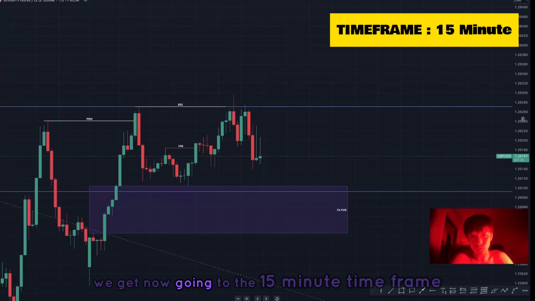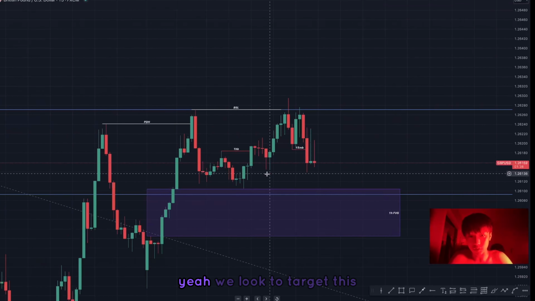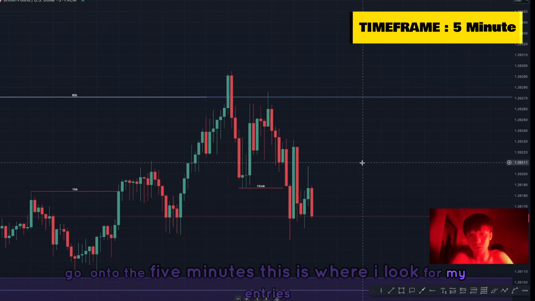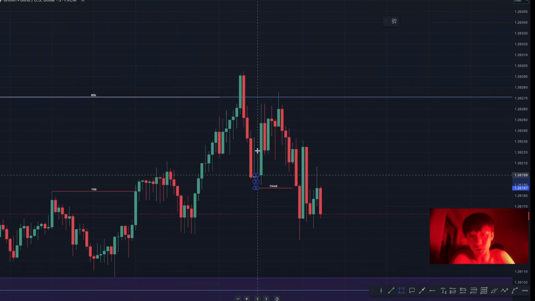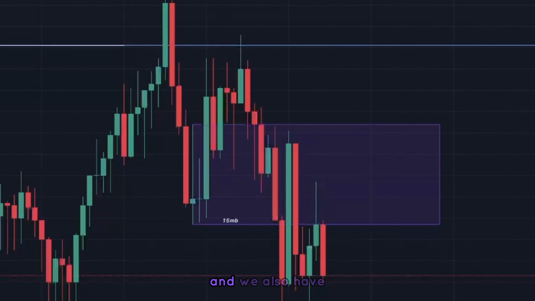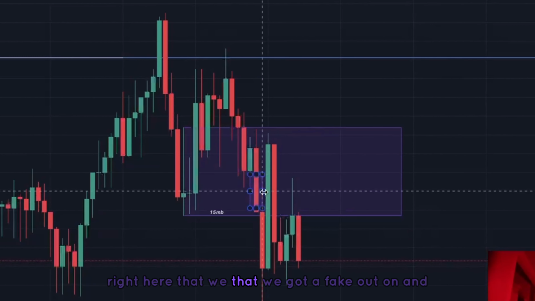We now go into the 15-minute time frame, and you can clearly see that we broke structure right here. We're looking to target this draw on liquidity right here, which go on to the 5-minute. This is where I look for my entries. I thought, okay, this is now a breaker block right here, breaker block right here, and we also have a 5-minute fair value gap right here that we got a fake out on.